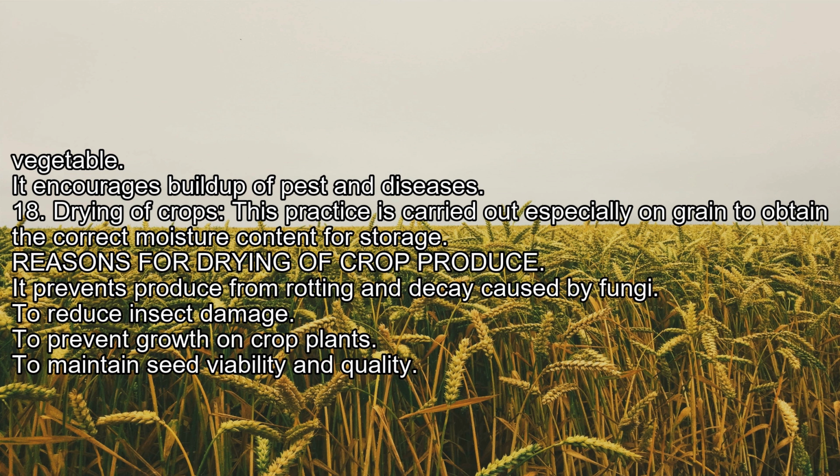18. Drying of crops. This practice is carried out especially on grain to obtain the correct moisture content for storage. Reasons for drying of crop produce. It prevents produce from rotting and decay caused by fungi. To reduce insect damage. To prevent weed growth on crop plants. To maintain seed viability and quality.